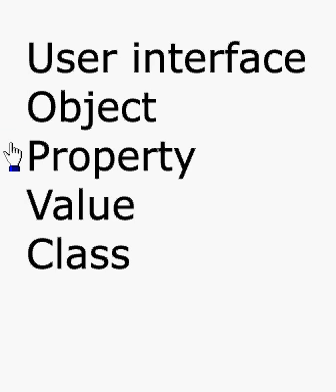We will see that each object has several properties, and each of those properties has a value. Finally, each object is an instance of a class of objects. Now let's look at a simple program that illustrates each of these terms.